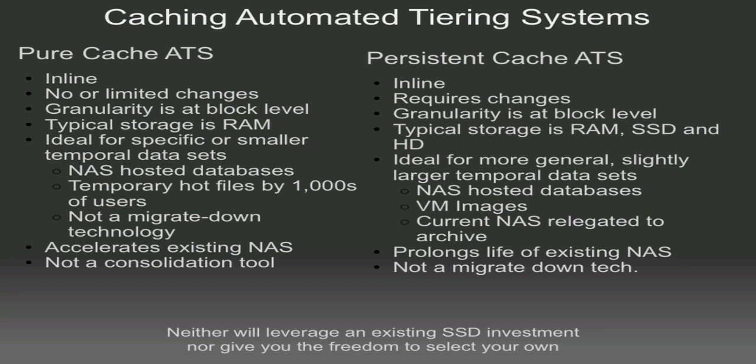The typical storage inside the box itself tends to be a combination of RAM, solid state disk, and high-speed hard disk or mechanical drives. Again, ideal for general, slightly larger, but still temporal data sets. Again, NAS-hosted databases are an example. VMware images are an example.